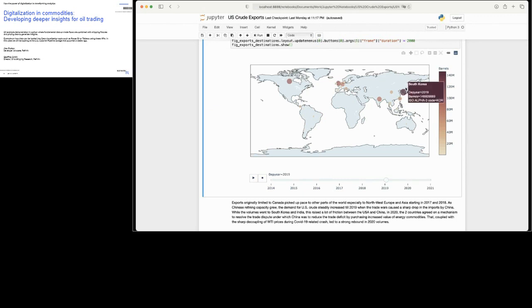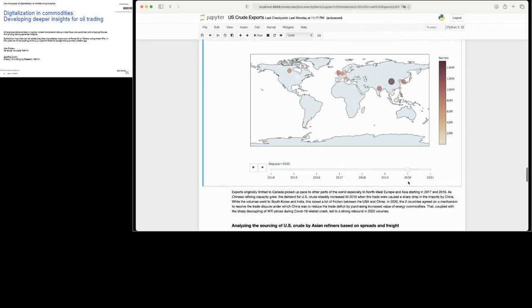While the volumes went to South Korea and India, this raised a lot of friction between US and China. And in 2020, the two countries agreed on a mechanism to resolve trade dispute, under which China was to reduce the trade deficit by purchasing increased value of energy commodities. That, coupled with the sharp decoupling of WTI prices during the COVID-19 related crash, led to a very strong rebound in 2020 volumes.